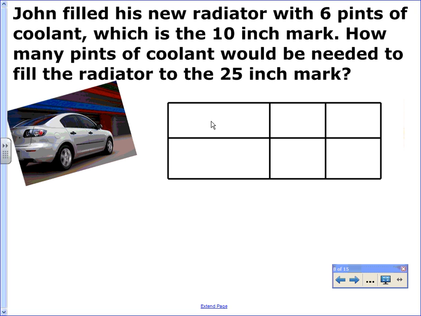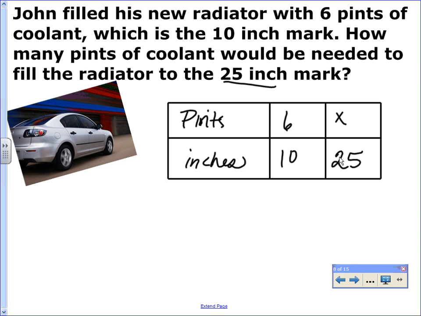Next one, John filled his new radiator with 6 pints of coolant, which is the 10-inch mark. How many pints of coolant would be needed to fill the radiator to the 25-inch mark? So again, we're comparing pints this time, and again, we're using inches. So we know that 6 pints gave us 10 inches of the coolant. So we need to know how many pints will give us 25 inches of coolant. And notice that I'm keeping inches with inches down here on the bottom, and coolant with coolant up here on the top, or pints with pints.